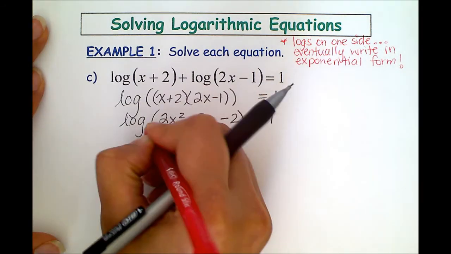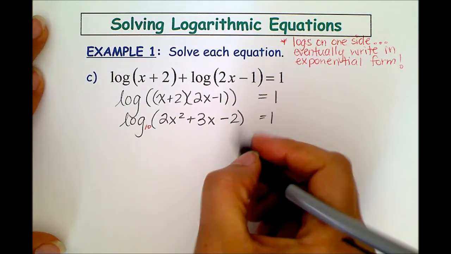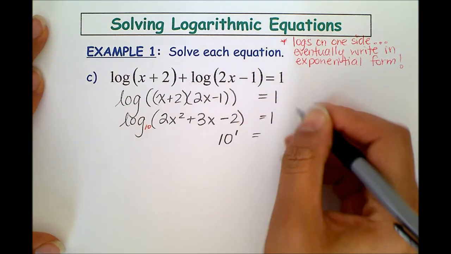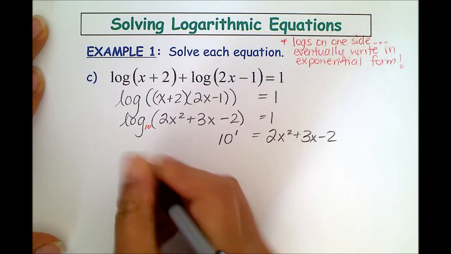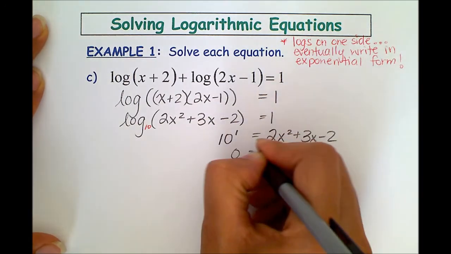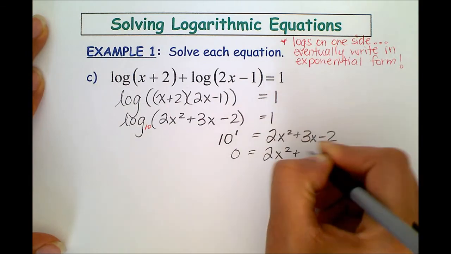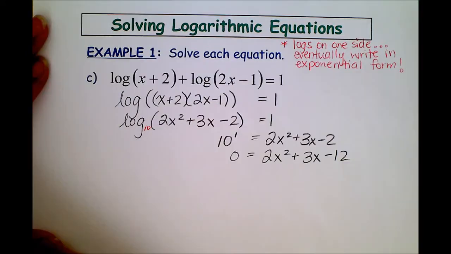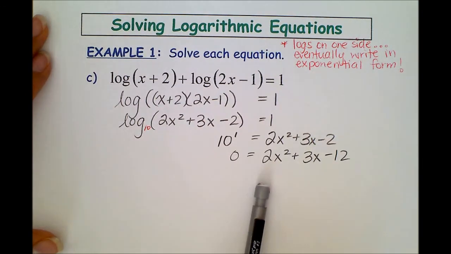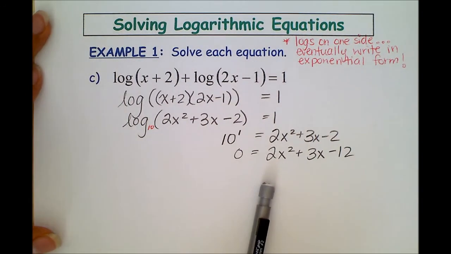And again, because my base is 10, I can write this as 10 to exponent 1 equals 2x squared plus 3x minus 2. Bring everything over to one side, and I get 2x squared plus 3x minus 12. Okay? Now, if I'm trying to solve for x here, I can try to factor this, but this question is actually not factorable, so I need to use the quadratic formula.